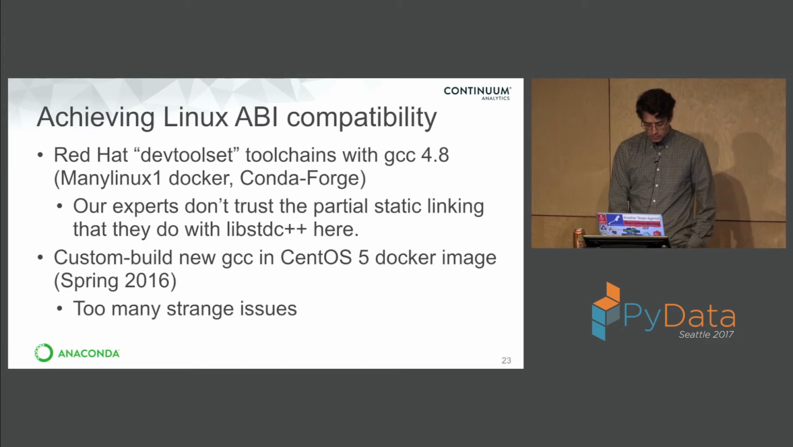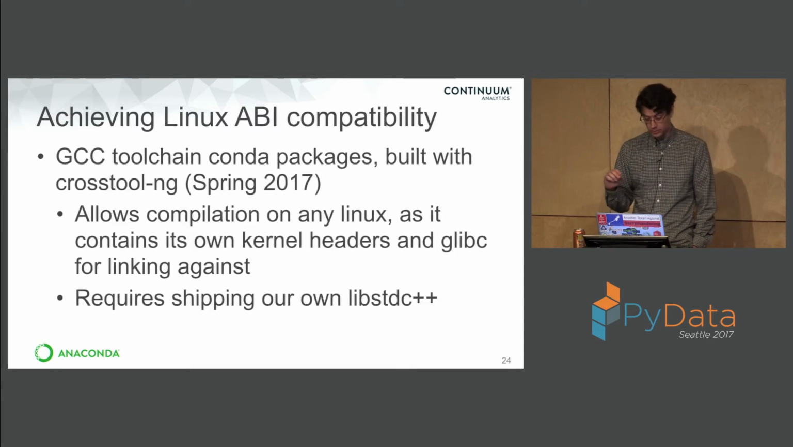So we tried to custom build a new GCC into a CentOS 5 Docker image. I did GCC 5.2. And it just had too many strange issues, and I tried to make it multilib so that a 64-bit compiler could compile 32-bit code, and nobody was really happy. Anyway, what we're doing now is we are making conda packages for the compilers.